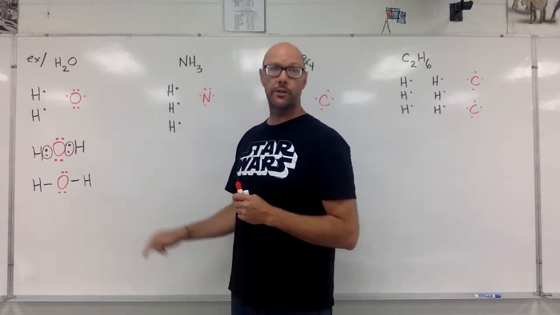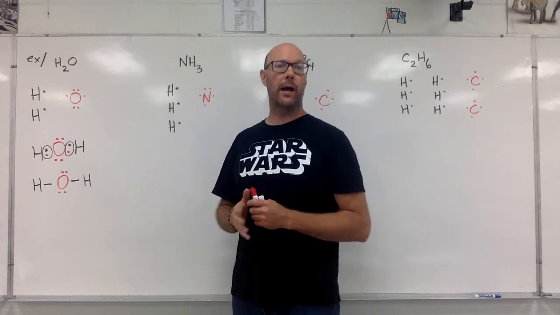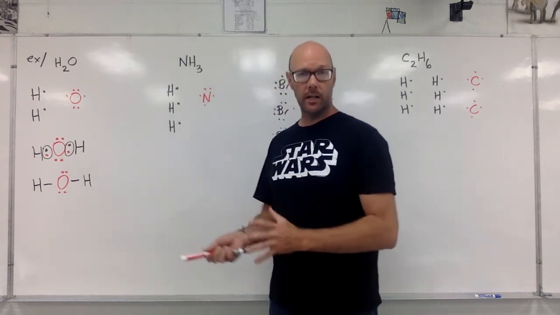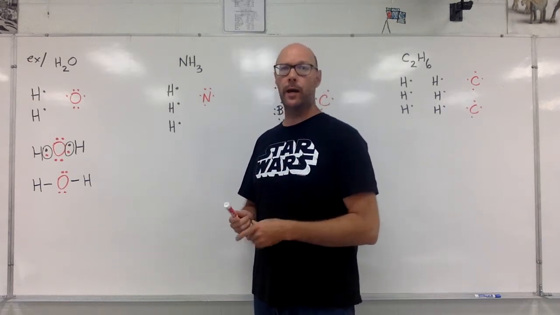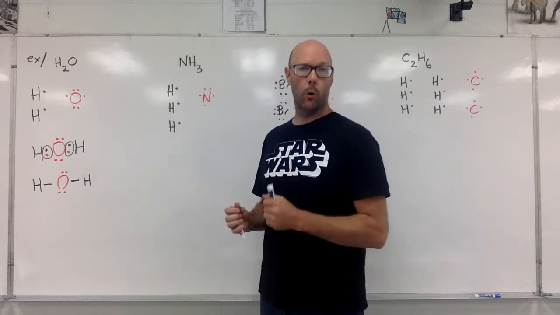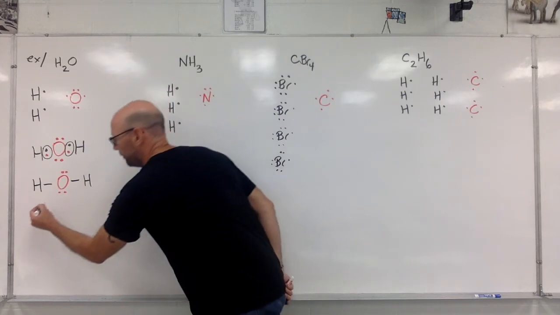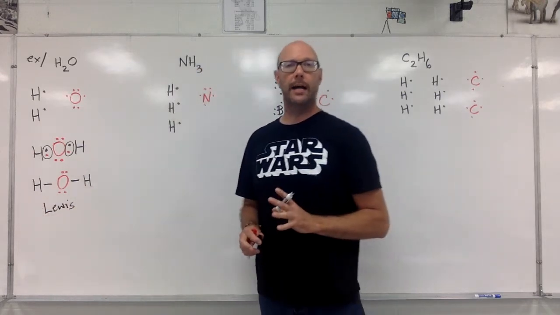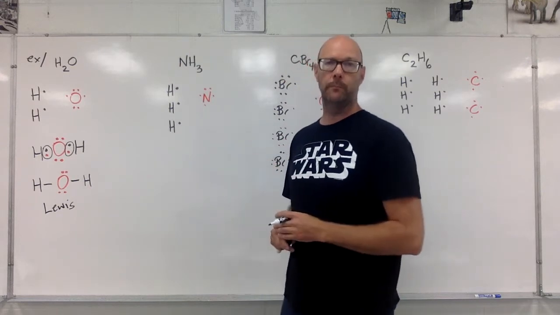And the hydrogen on the other side, the same as this one, it also has a duet. We have satisfied the octet rule and the hydrogens have a duet. We're still showing the lone pairs. This is a Lewis diagram for a water molecule.